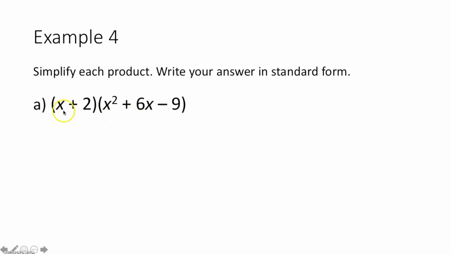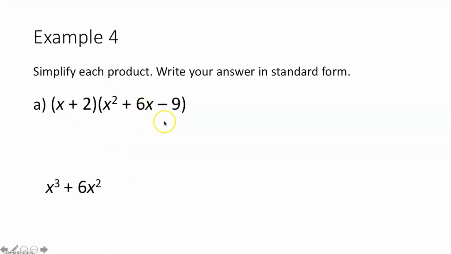So when we're thinking about double distribution, we're going to start with this x and we're going to multiply it to each term in the trinomial. Then we're going to take the 2 and multiply it to each term in the trinomial. So let's start with the x. X times x squared is going to be x to the third power, because when you multiply like bases, you add the exponents. Then we're going to multiply the x to the 6x. And what's x times 6x? That's going to be 6x squared. So we write plus 6x squared.